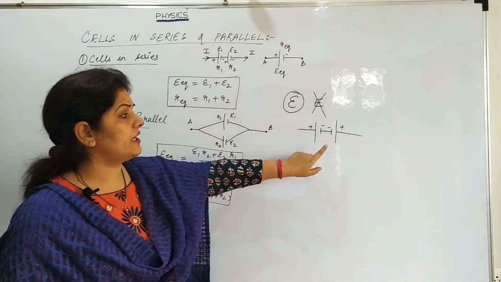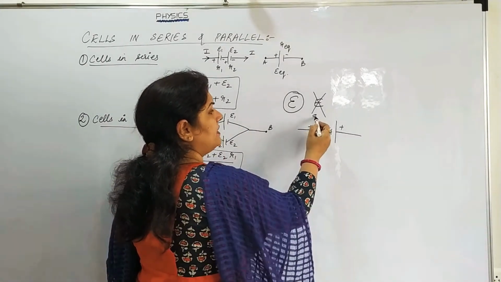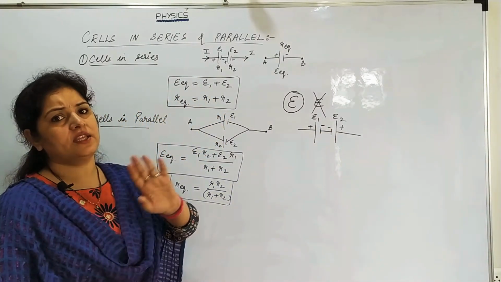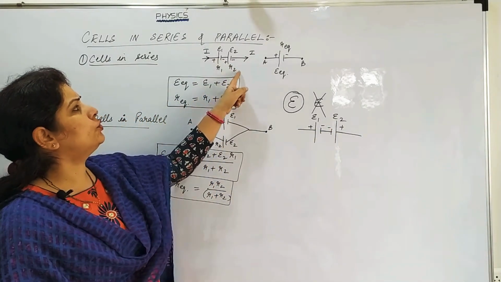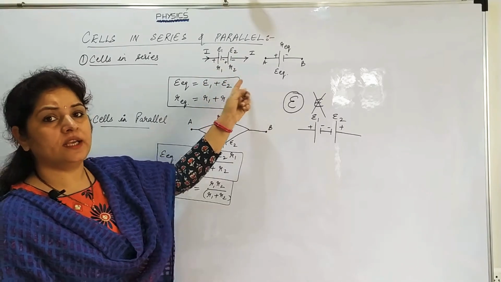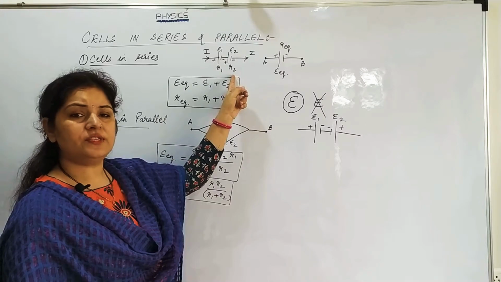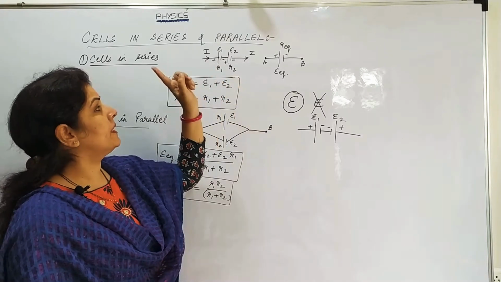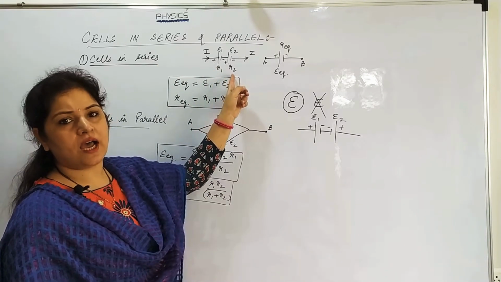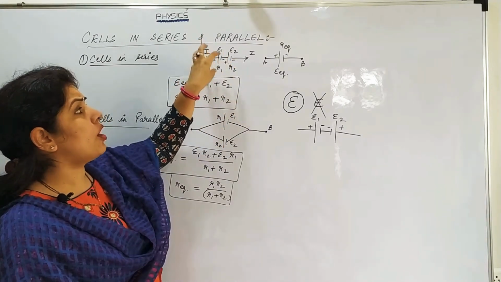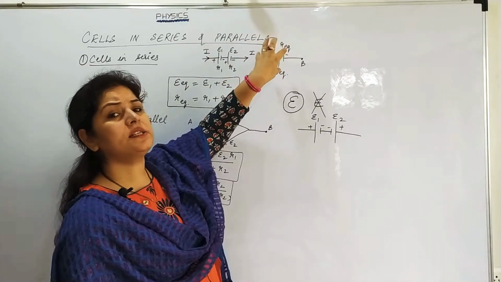The only thing is, ये जो भी आप second ले रहे हो, अगर ये E1 है और ये E2 है, तो E2 का जो sign है वो negative हो जाएगा, nothing else. So suppose we have taken 2 cells E1 and E2 in series. Their internal resistances are R1 and R2. We studied internal resistance yesterday. Now after combination they will behave like a single cell.